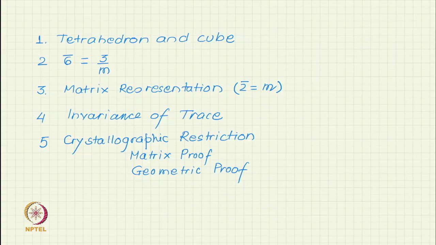So let us continue our discussion on symmetry. We will start with a nice symmetry relation between tetrahedron and cube, and then continue our discussion on roto inversion axis. That is what we were doing last time, matrix representation of symmetry operations. And last class we gave a geometric proof of the fact that 2 bar is equal to m, that is, a 2-fold roto inversion axis is nothing but a mirror plane perpendicular to the axis passing through the inversion center. So, we will give a proof of that through matrix method.